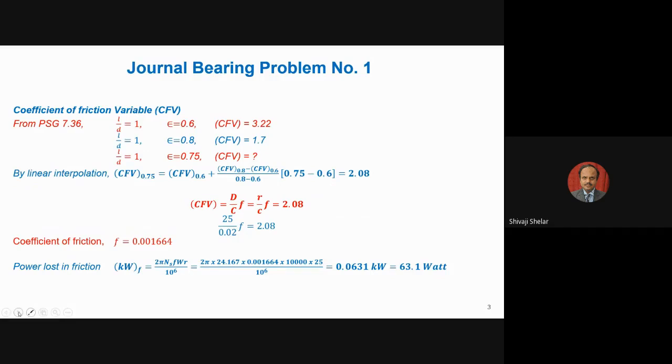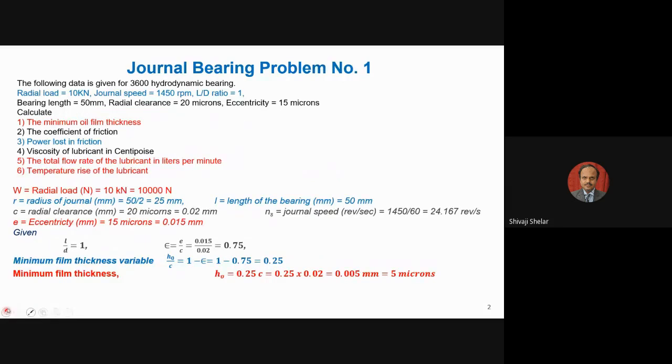Okay, so now to determine the coefficient of friction, we need to determine the coefficient of friction variable, CFV, and for that you need to refer to a table. So we are referring here to the table on PSG 7.36. Why are we referring to the table on PSG 7.36? Because our problem is of 360 degree, that is full journal bearing. 360 degree means full journal bearing.